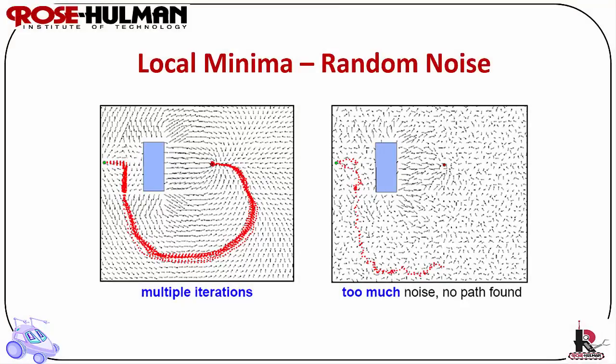Random noise. The path will vary depending on the random values of the noise vector, but note that too much noise will not work and the path will not be found, as shown in the right figure here.